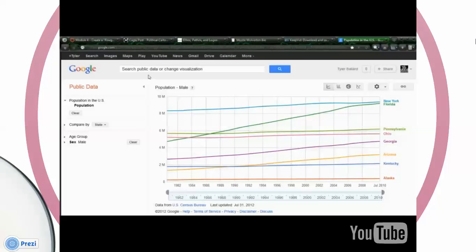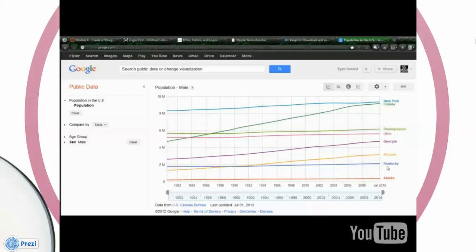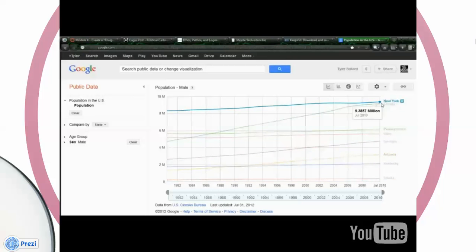So the public data set that I chose to use for my final presentation is the population in the United States. And so what I'm doing is comparing different states in, of course, the United States, and not all of them, but just some that I would think have varying population density, such as New York and Florida compared to us in Kentucky and Alaska.